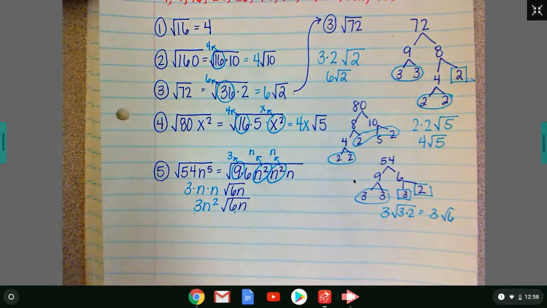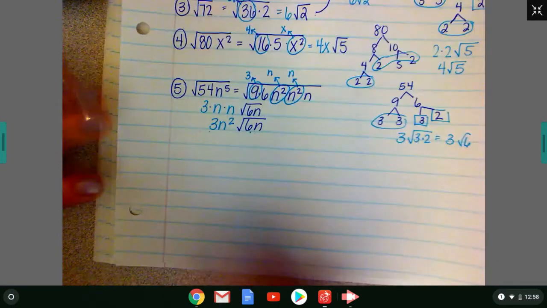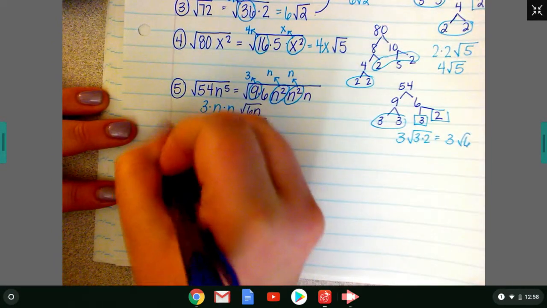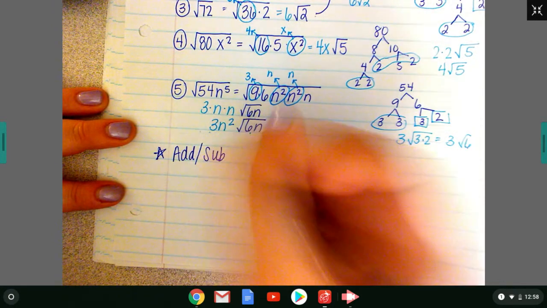All right, picking up where we left off with simplifying. Let's look at some add subtract problems now. So when we are adding and subtracting, we're really just going to kind of combine like terms.